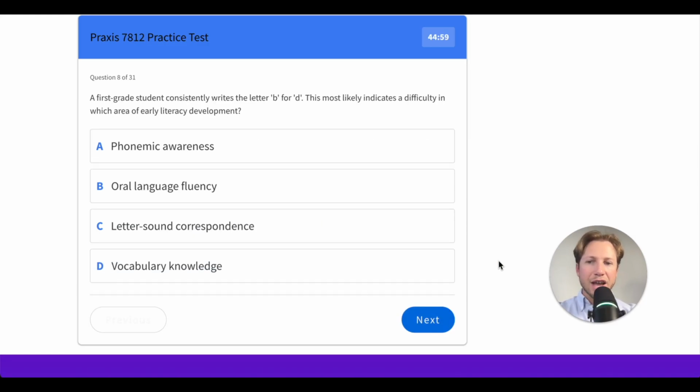This one asks, a first grade student consistently writes the letter B for D. This most likely indicates a difficulty in which area of early literacy development? Remember that this is a common reversal kind of issue or challenge that young learners face. It shows confusion between the visual form of the letter and its unique sound because they're written in a really similar way. So this would be a key part of letter-sound correspondence, which is answer option C.